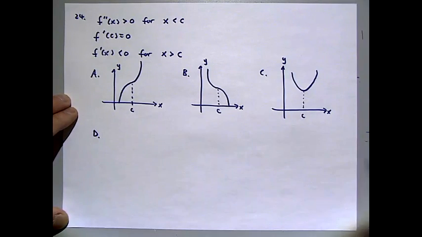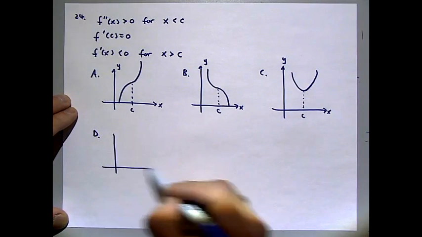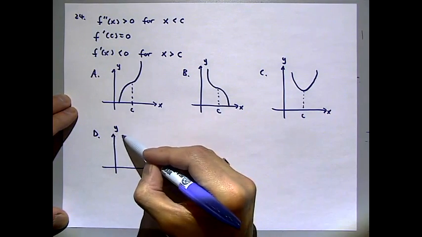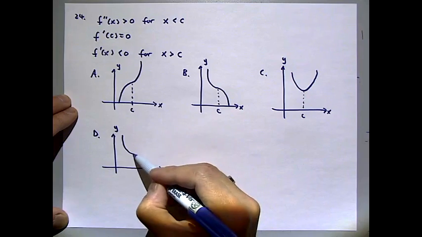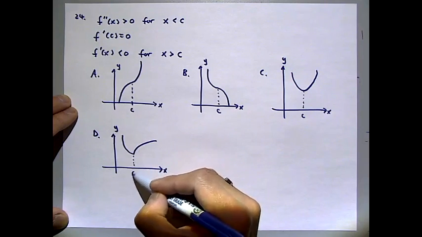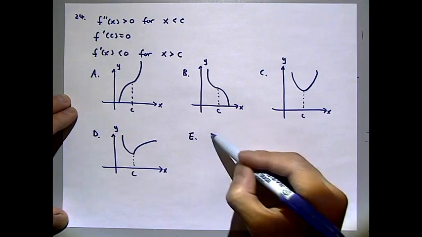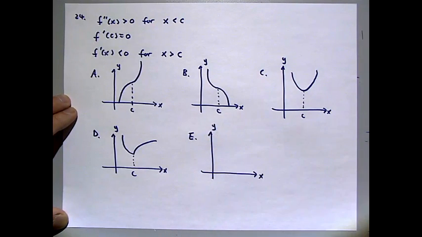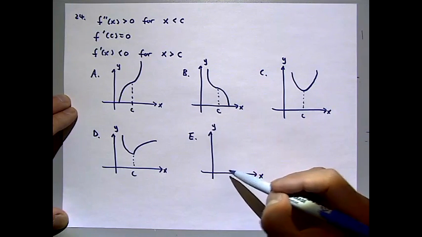And D looks like this, and then that. And that happens at C. And finally, E is the same as C, but upside down.